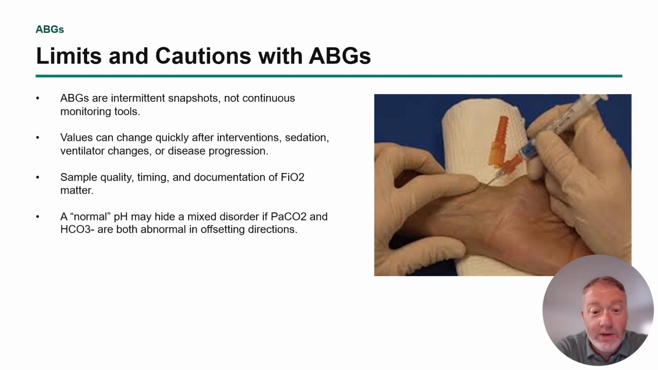Sample quality, timing, documentation of FiO2, specifically temperature, things like that, those matter. And if they're not put in the analyzer properly, then that can impact the actual readout. And then a normal pH may be misleading and hide a mixed disorder if both the PaCO2 and the bicarb are abnormal in offsetting directions.